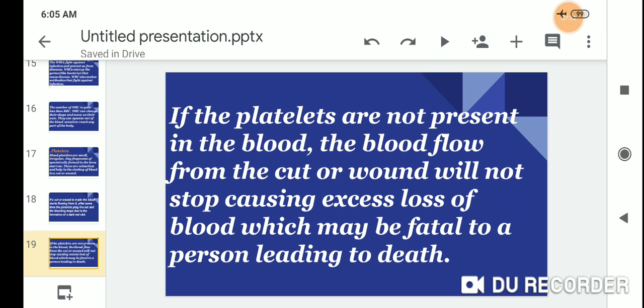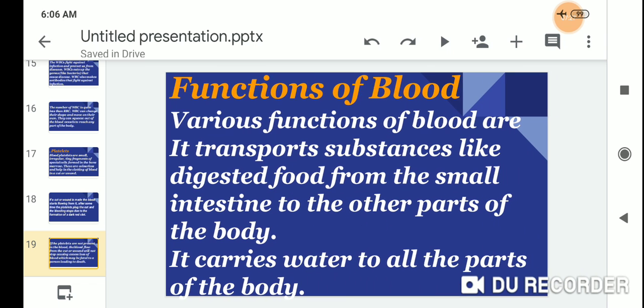If the platelets are not present in the blood, the flow from the cut or wound will not stop. The loss of blood may be fatal to a person, leading to death.